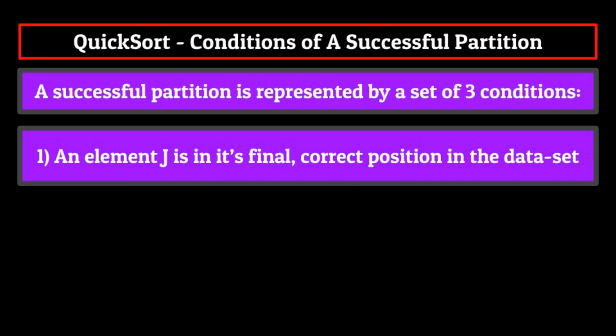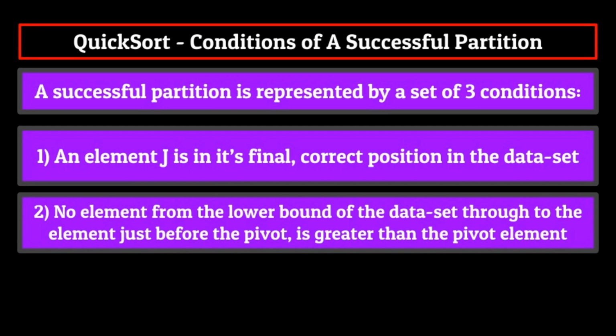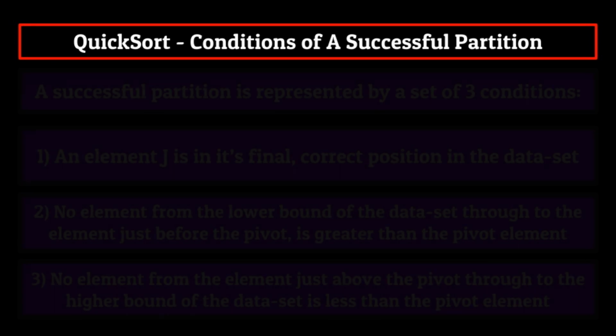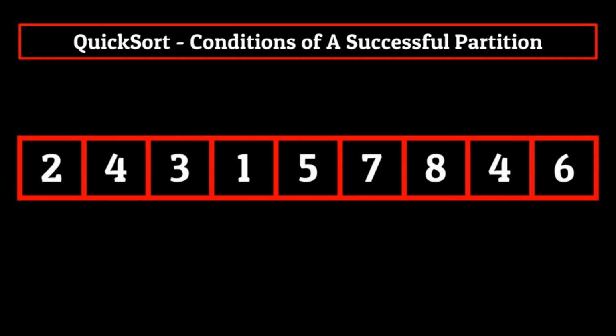Stipulation number 2 is that no element from the lower bounds of the dataset through to the element just before the pivot is greater than the pivot element. And stipulation 3 is that no element from just above the pivot element through to the higher bound of the dataset is less than the pivot element. These last two conditions describe the actual rules for the partition that were shown earlier during our robust example. You can see this much more clearly if we bring up a list of 10 elements that are partitioned correctly around the fifth.